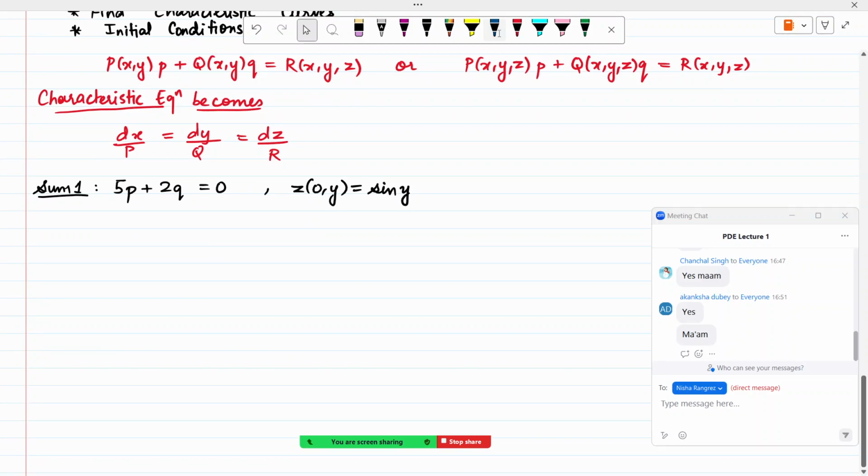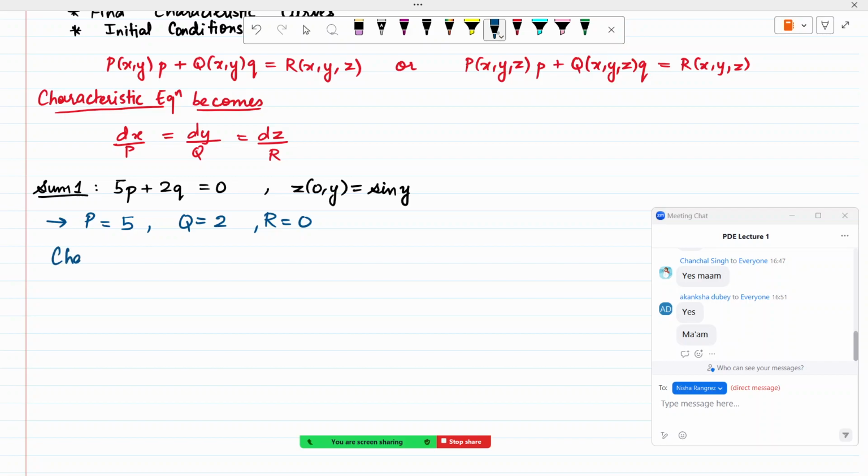Let's compare it to the standard form. First and foremost, is this semilinear or quasi-linear? Whichever way, what are the values of capital P, capital Q, and capital R? Capital P is 5, Q is 2, R is 0. Very good. So P is 5, Q is 2, and R is 0.